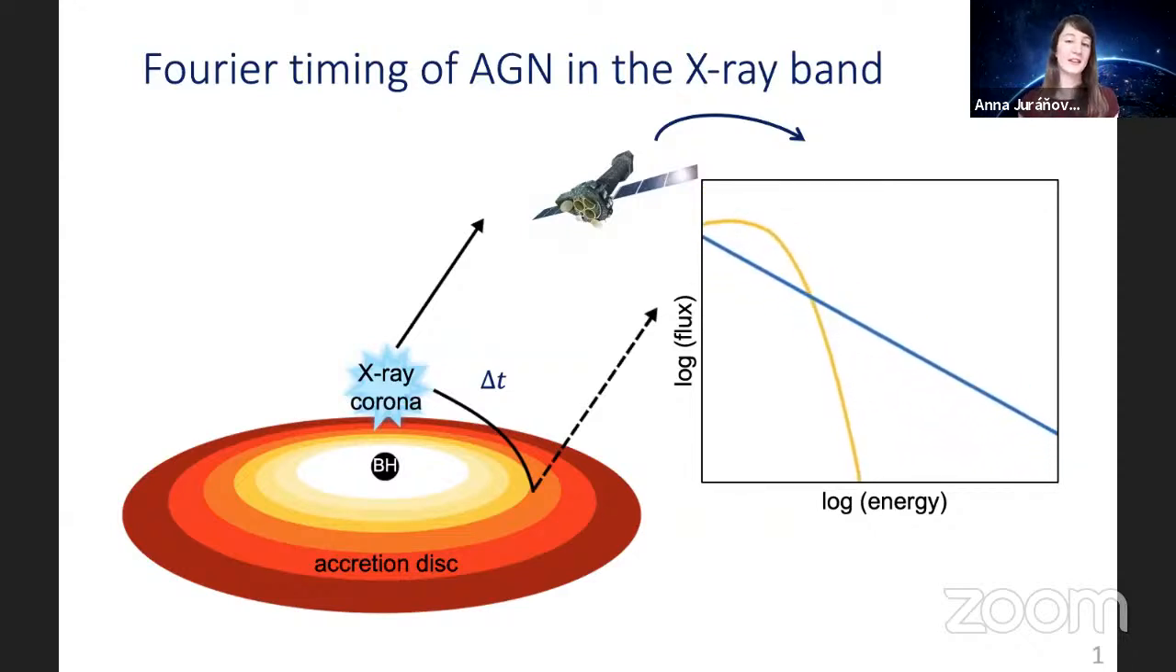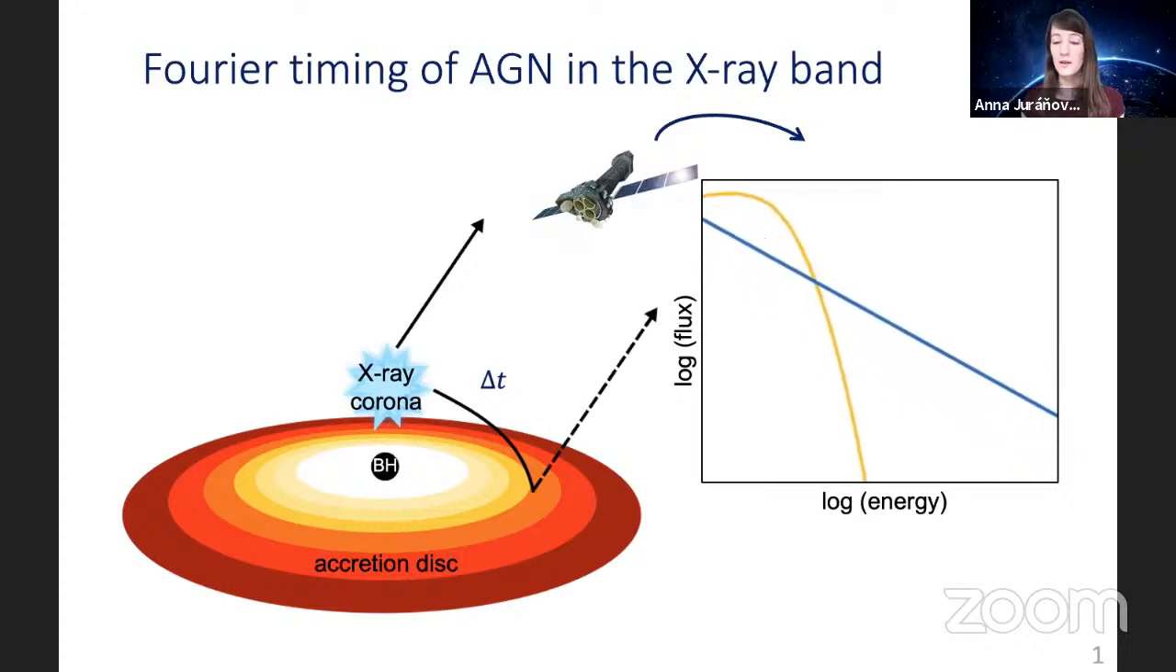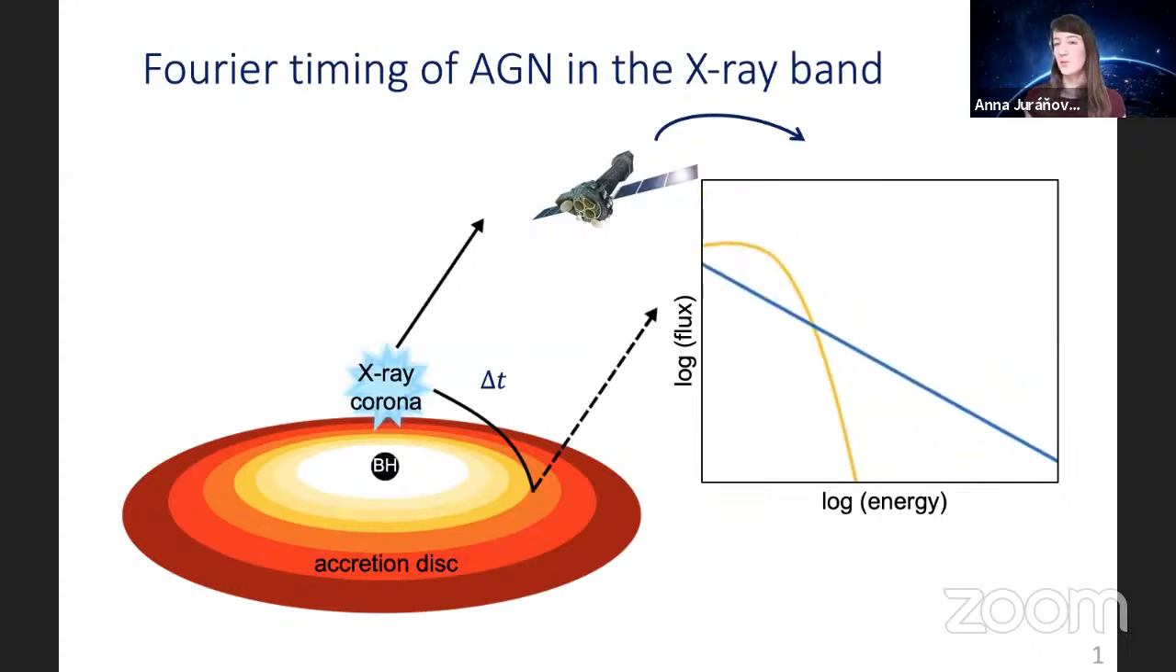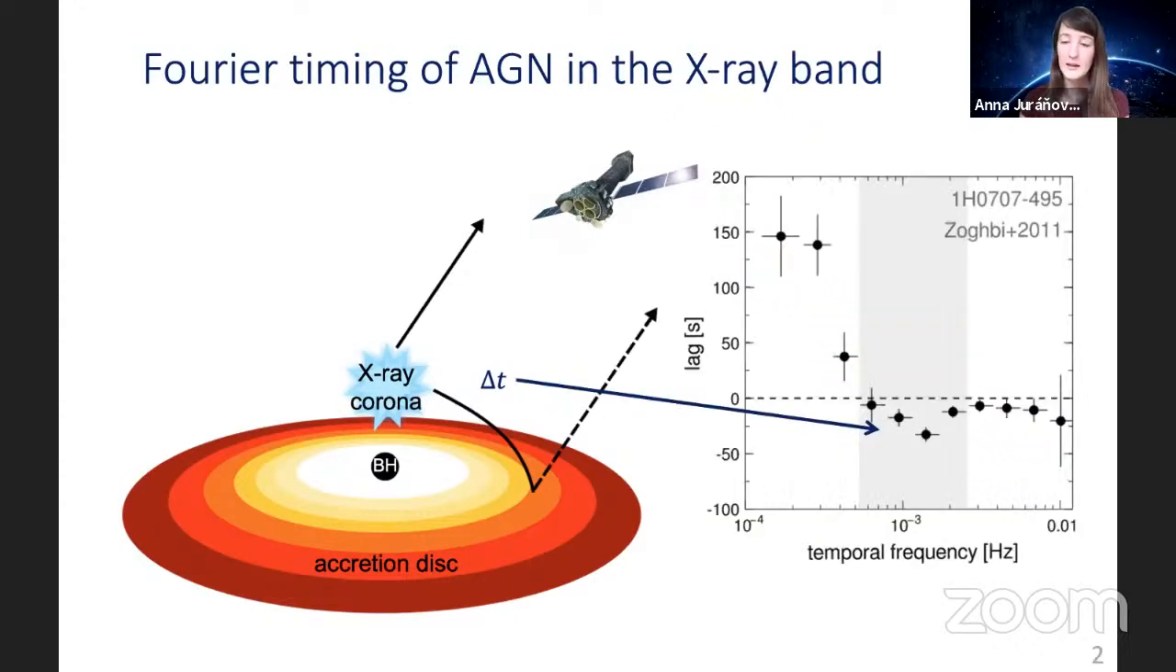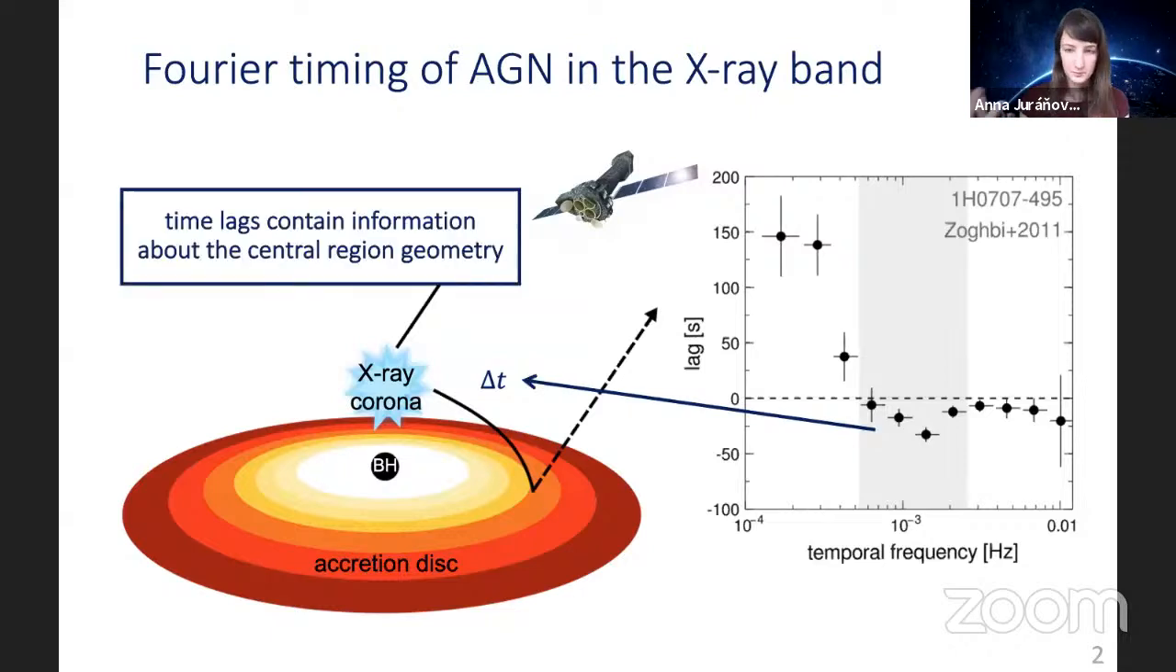Since by definition they act in the Fourier space instead of the time domain, and they focus on the statistical properties of the variable signal and not the actual realization of the light curves. So using these Fourier timing techniques, these lags associated with the light travel time have been observed in quite a few AGNs already. And since we know that these lags are connected to the geometry of the system, we can use them to map the innermost regions of AGN.